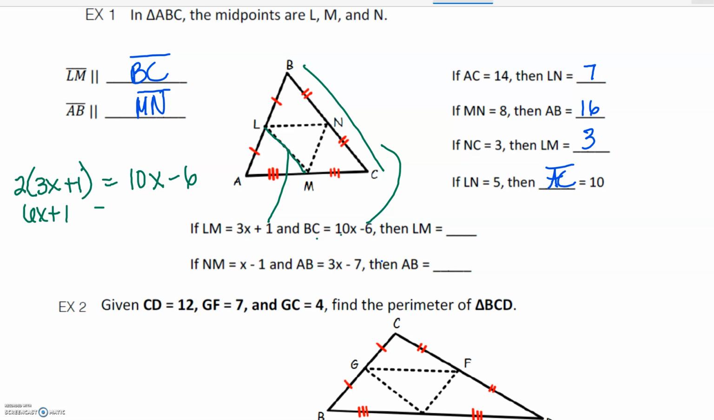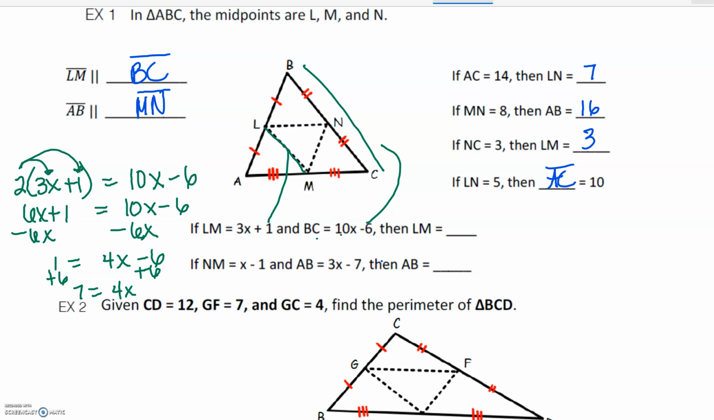So 6x plus 1 equals 10x minus 6, and then subtract your 6x. 1 equals 4x minus 6. Add your 6, 7 equals 4x, and divide. Oh, made a mistake there. Hold on. Going too fast. Who caught my mistake? It's a mistake you guys make a lot. It was a distributing mistake. Whoopsie. So that should be 2.